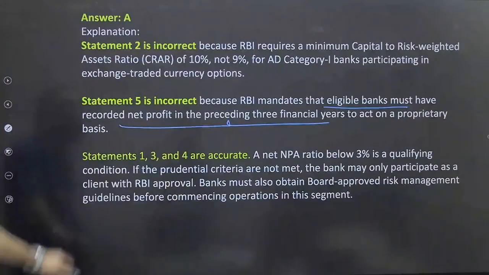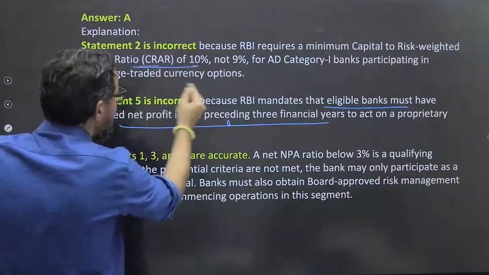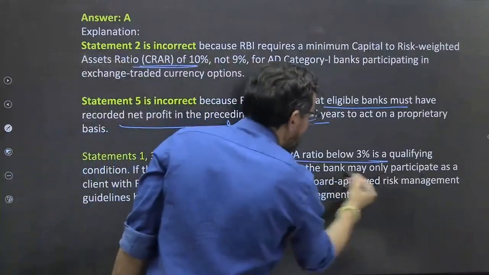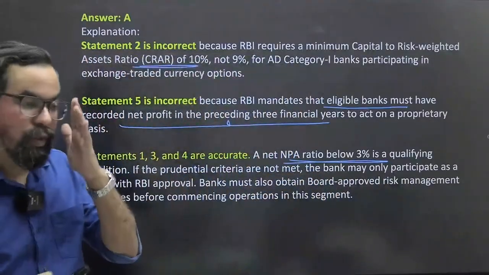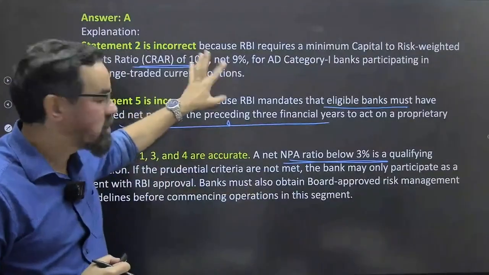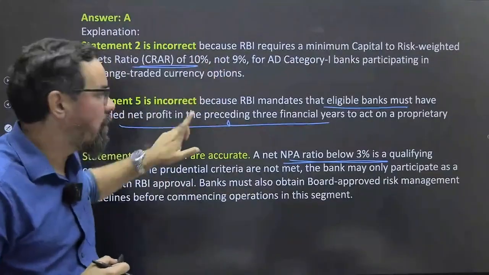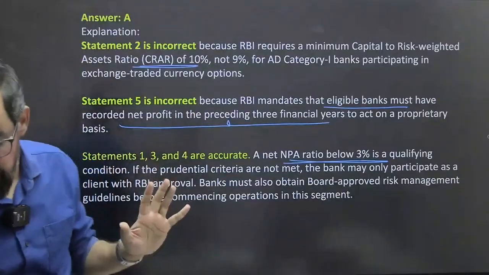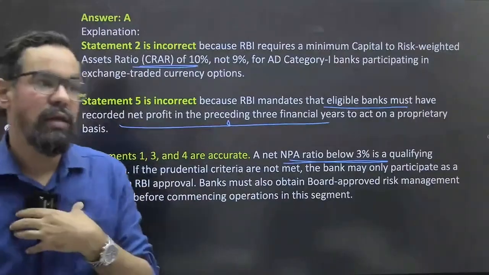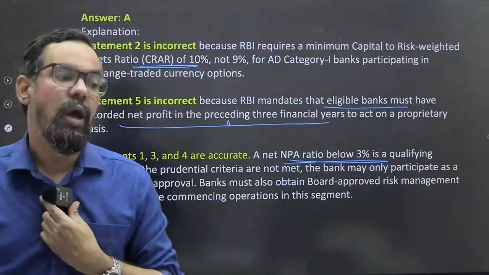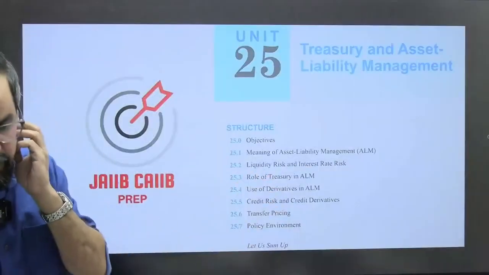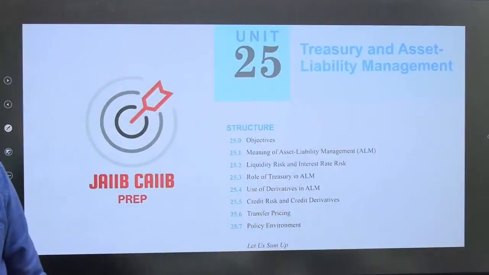Okay, and they have to maintain CRAR of 10%, and the third guideline is that these are the mandatory rules: net non-performing assets should be less than or equal to 3%, CRAR is 10%, and net profit in the preceding 3 years. So those are the core rules. If a bank as an authorized dealer bank wants to become a member of clearing and settlement for forex trading, they have to fulfill these particular guidelines. Okay, let's go to the next one guys, next unit.